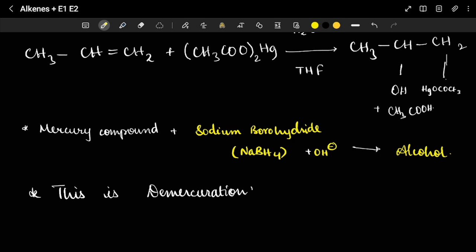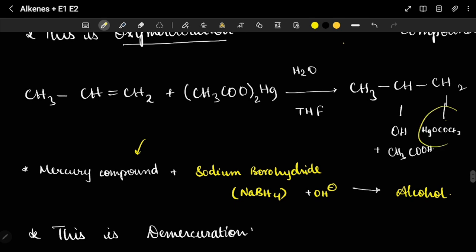is not studied really carefully till now. Like the correct mechanism is not yet known. It is assumed to be a free radical mechanism, but we don't know. So NaBH4, which is sodium borohydride, and OH minus, they both react with this mercury compound, and this mercuric acetate ion, which is extra, is removed.